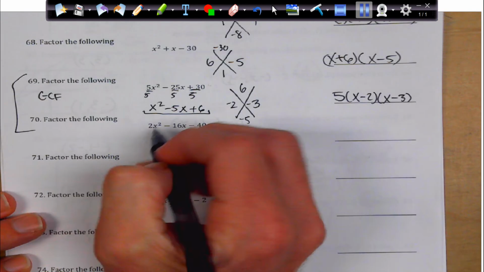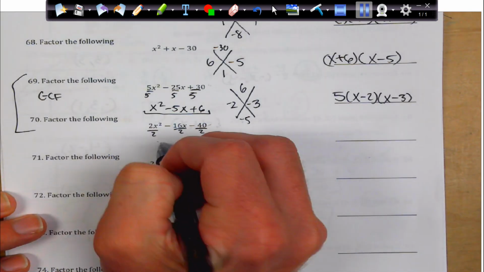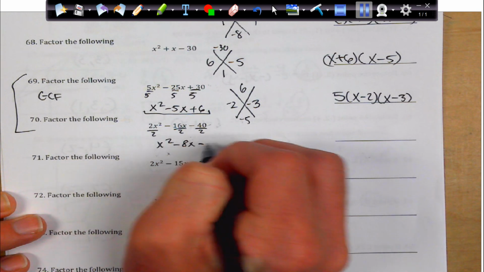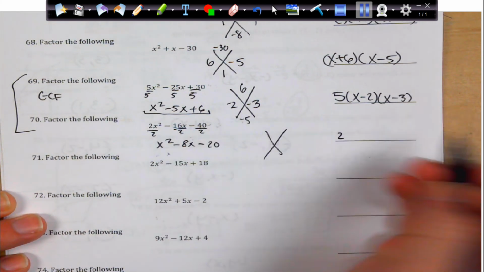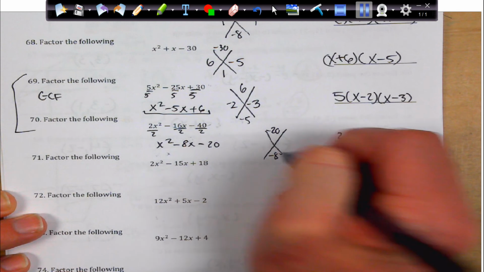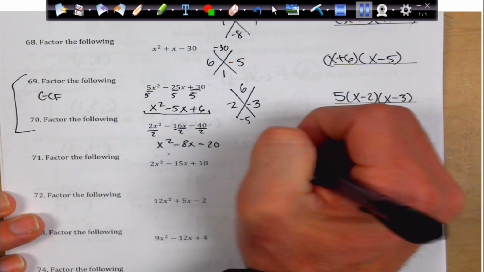Here we can factor a 2 out of everything, and we get x squared minus 8x minus 20. And again, I'm going to leave the 2 there. -20 and -8 is going to be -10 times 2.